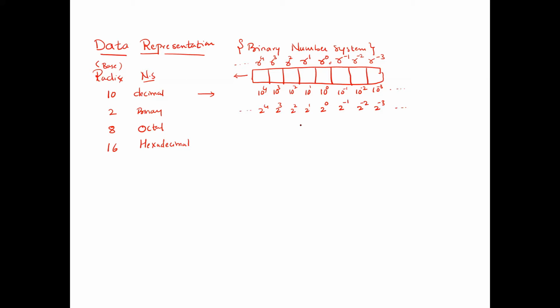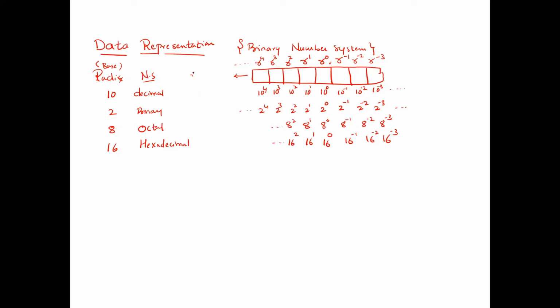Similarly, we have it for octal and hexadecimal. For octal, 8 raised to 0, 8 raised to minus 1, 8 raised to minus 2, and 8 raised to minus 3. Similarly, for hexadecimal we have 16 raised to 0, 16 raised to 1, 16 raised to 2, and 16 raised to minus 1, 16 raised to minus 2, 16 raised to minus 3, and so on.